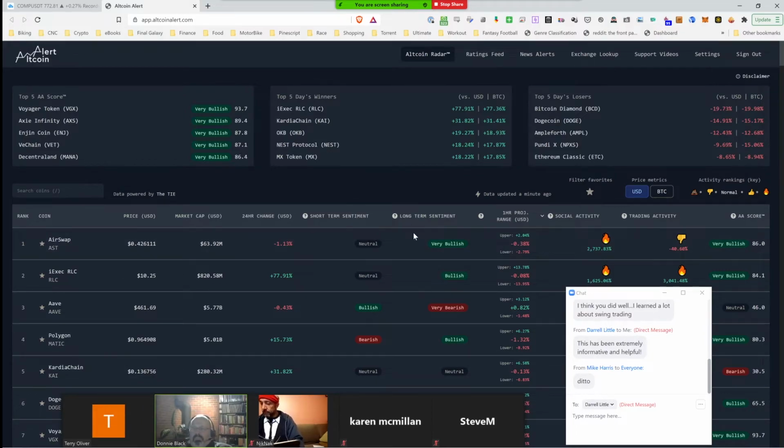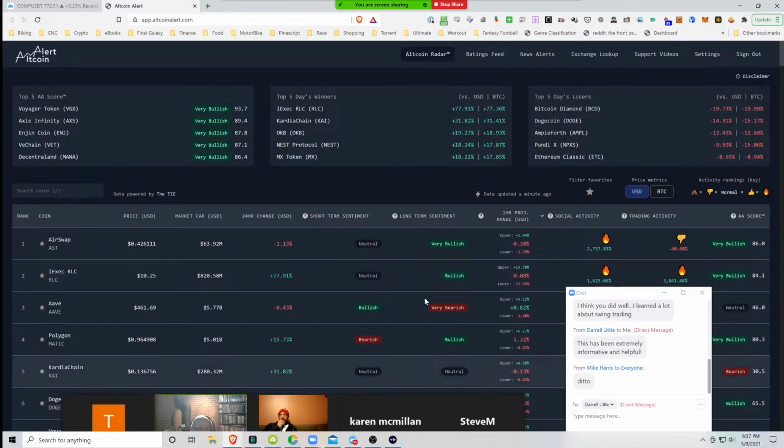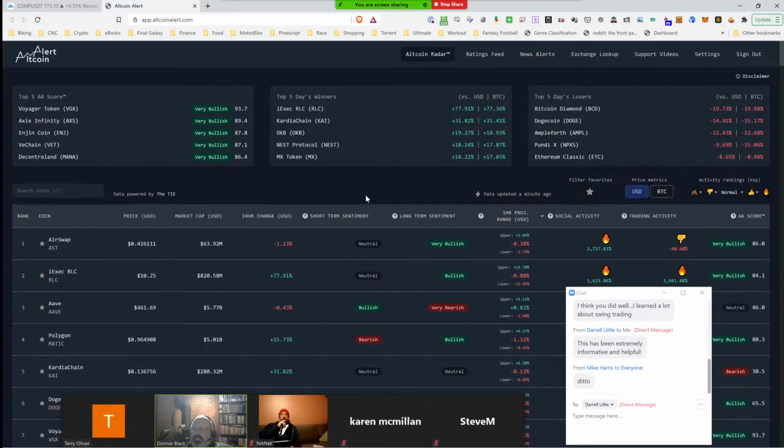So I'll look at the very bearish coins and see which ones have a higher short-term sentiment. Then I'll go look at the charts and see if there's a divergence setup or a breakout setup coming soon that I can play the retest of. I'll use this as either inspiration for a trade or as verification of a trade. Well, I don't use it as verification because I don't care about sentiment.